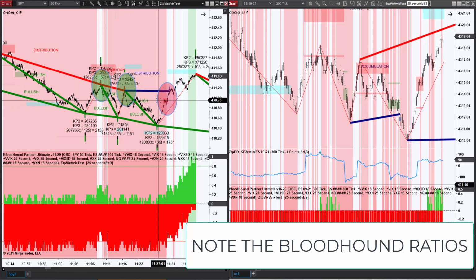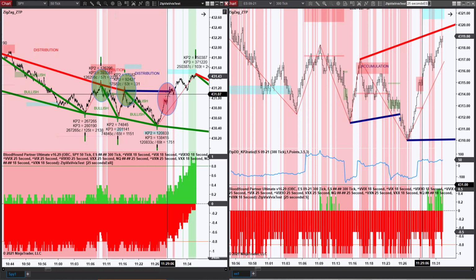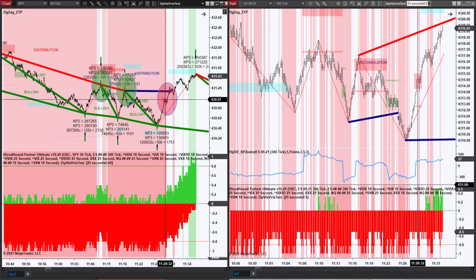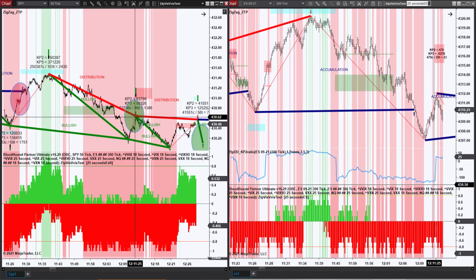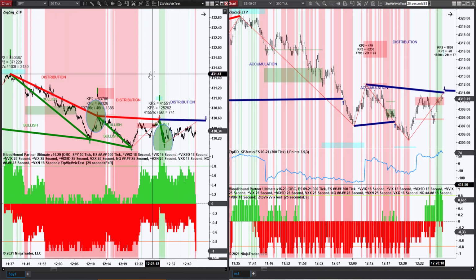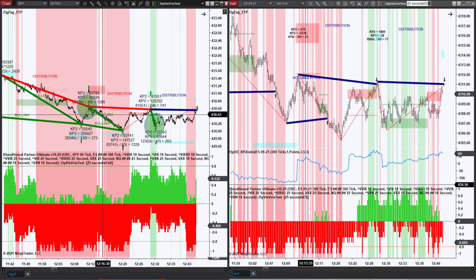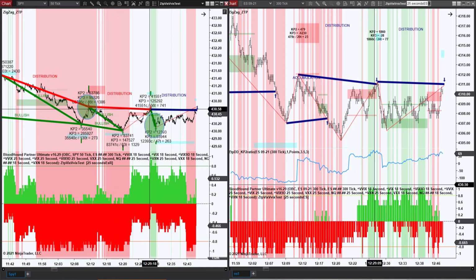So here would have been our first loss. Right here, we would have had this distribution short signal, which went non-divergent. That is what the blue line means right here. So we definitely would have been in the red right here, indicating a short trade. So we would indicate that as a loss. Our next short trade is right here. And then we actually come to the lows of the day. And we did have a distribution short trade right here. However, in real time, we were now being told that the VIX and the ES were both going in our favor. So we would not have wanted to take that trade.